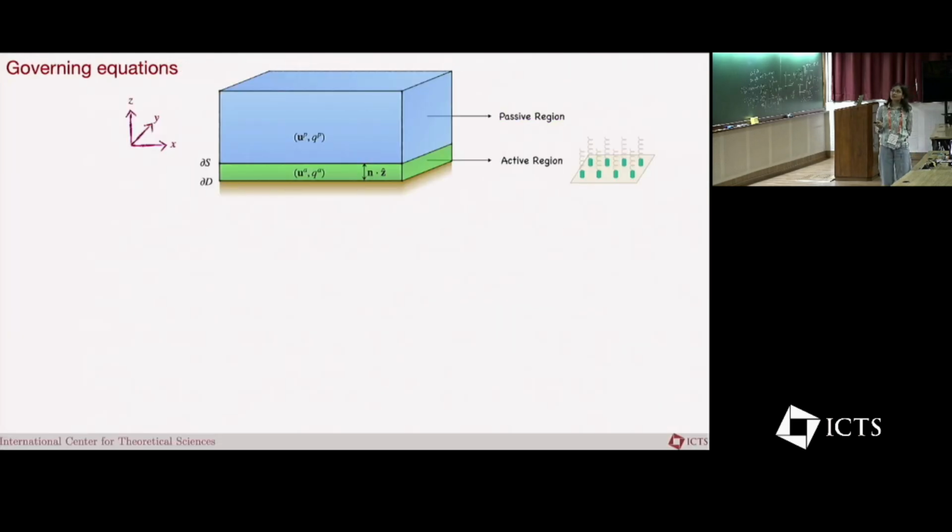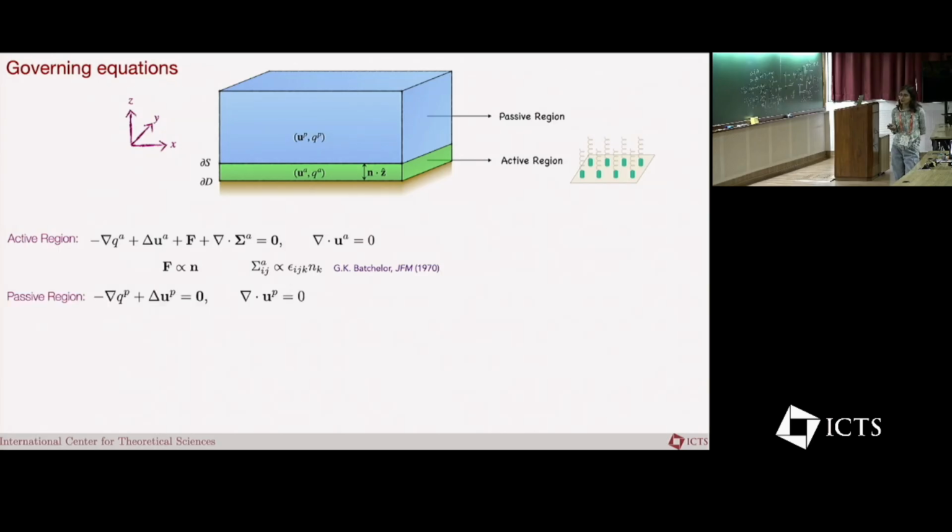So we divide our domain into two regions. One is the active region, another is the passive region. And we are working in the low Reynolds number regime, where the governing equations are those of the Stokes equation. For the active region, we have this momentum balance equation for the fluid velocity u_A and pressure q_A, but with forcing terms coming from the bacterial carpet activity. This force density F corresponds to the force monopoles, and the contribution from torque monopoles enters through this antisymmetric stress. For the passive region, the fluid obeys the standard Stokes equation without any forcing term like this.